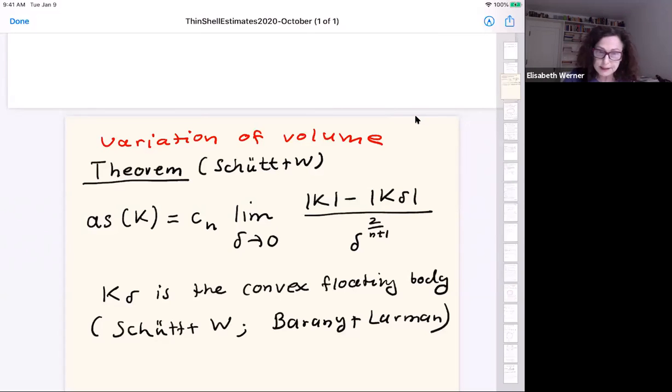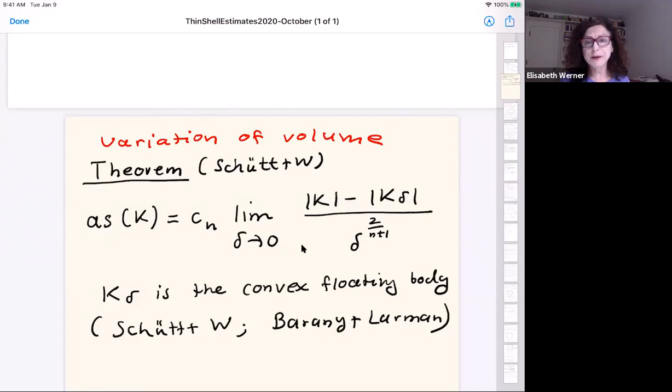So how can we get this affine surface area as a derivative of volume? Here on the left is our affine surface area. This we showed is equal to some constant Cn, which we know exactly, it depends only on the dimension, times this expression here. So we look at a derivative of volume, namely the difference of the volume of the body K minus the volume of the floating body. K delta is the floating body, and I'll explain in a moment what that is. Then we divide by delta to the 2 over n plus 1. And we showed that this limit exists as delta goes to 0 and actually gives us this affine surface area.